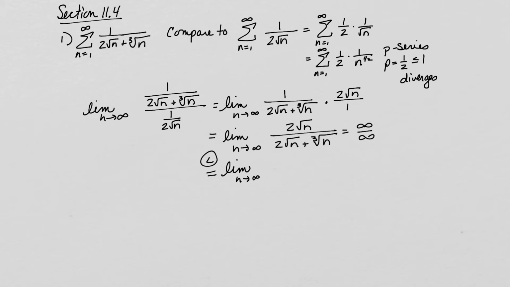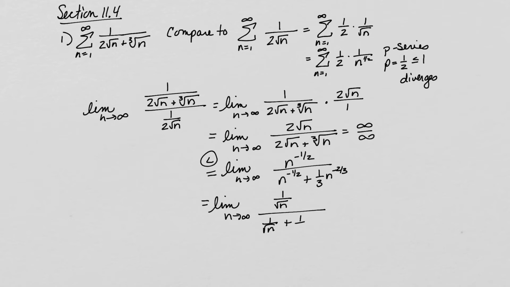Remember, it's n to the 1/2, so 1/2 times 2 would just give me 1. So we have n to the minus 1/2 over, same thing, if I take the derivative of 2 square root of n, I'm going to get n to the minus 1/2. And the derivative of the cube root of n is going to be 1/3 n to the minus 2/3. If I rewrite this a little bit, I have the limit as n approaches infinity of 1 over the square root of n, all over 1 over the square root of n, plus 1/3, and this is the cube root of n squared.